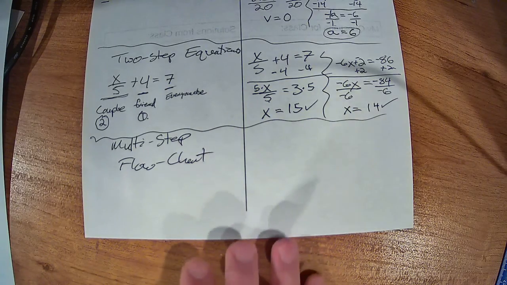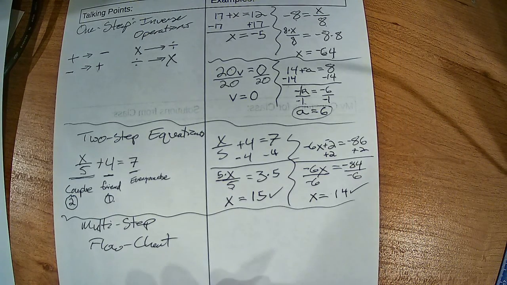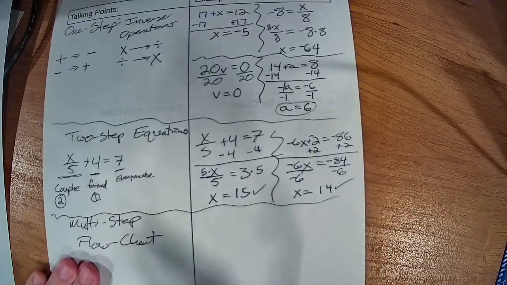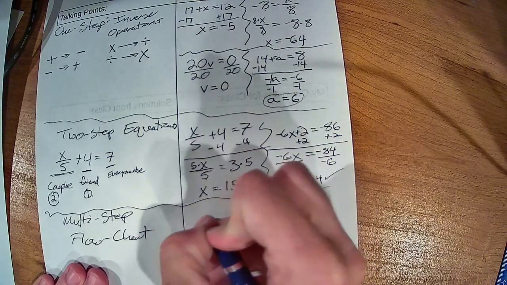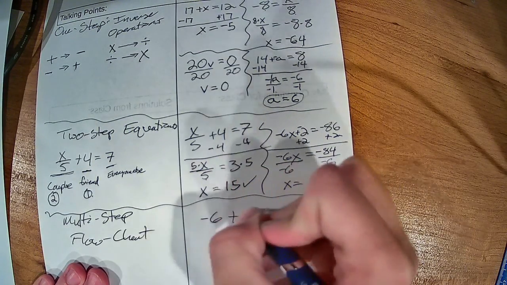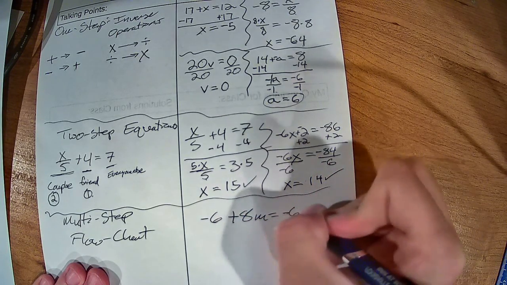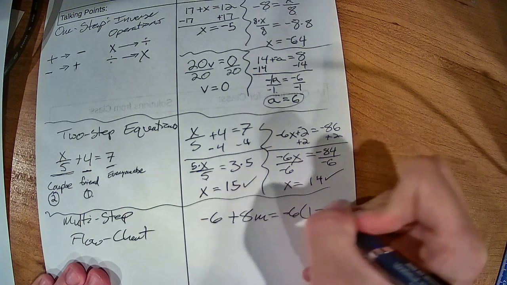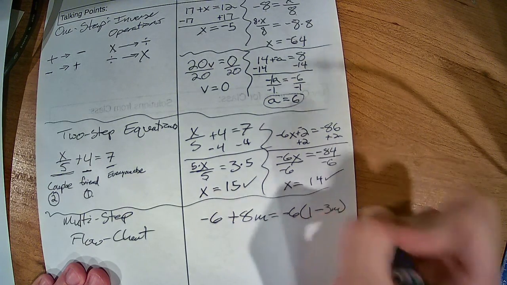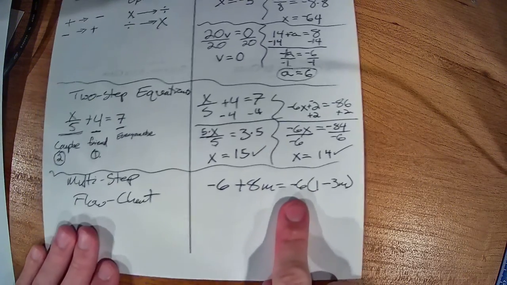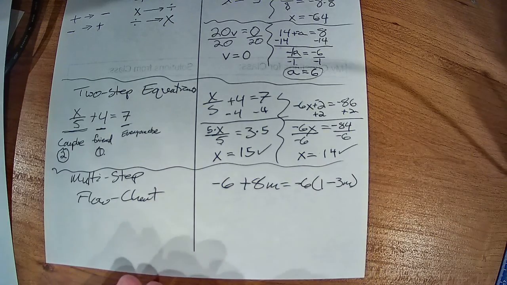So I'm going to set that off to the side. Let's look at a quick multi-step situation. I don't know. Let's get crazy here. How about negative 6 added to 8m equals a negative 6, parentheses, 1 subtract 3m, close parentheses. So I'm going to say what's on the flow chart, and if you've got yours handy, let's follow along.